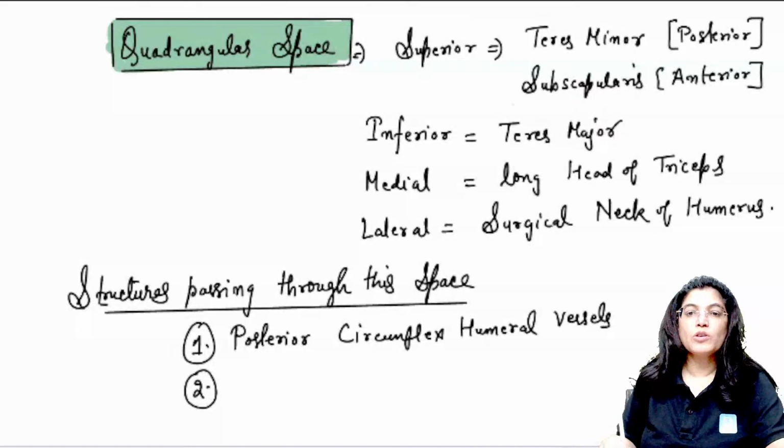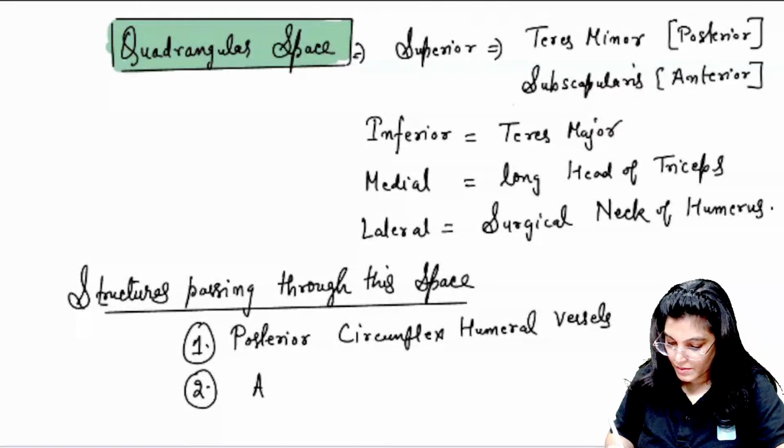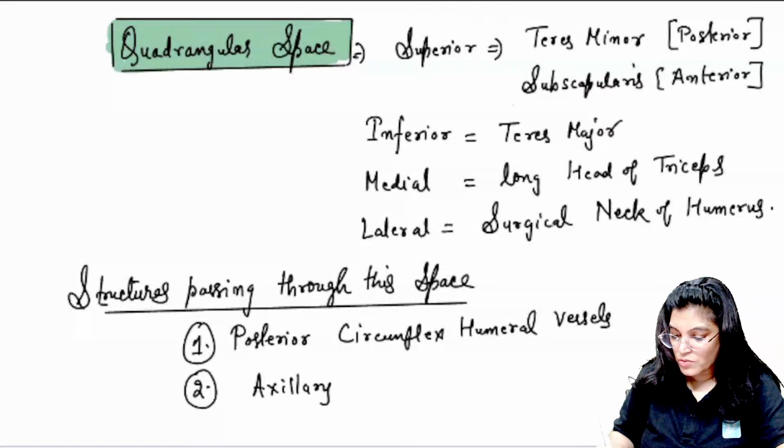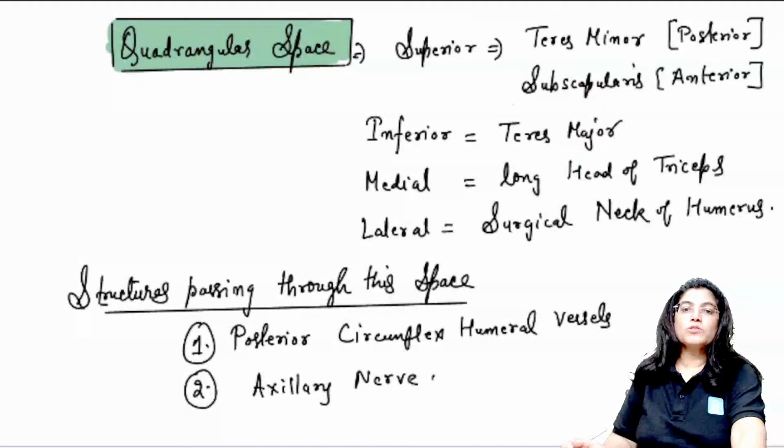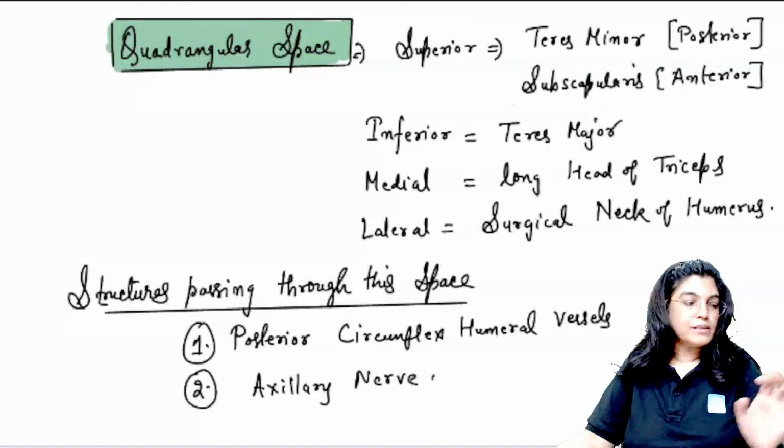Vetter-Werther's vessels, because both artery and vein and the axillary nerve. Actually, around the surgical neck of the humerus, there is an anastomosis between the anterior and posterior circumflex humeral arteries.